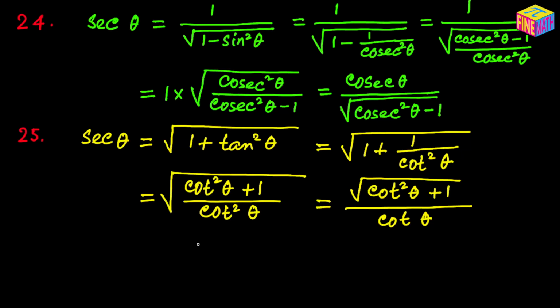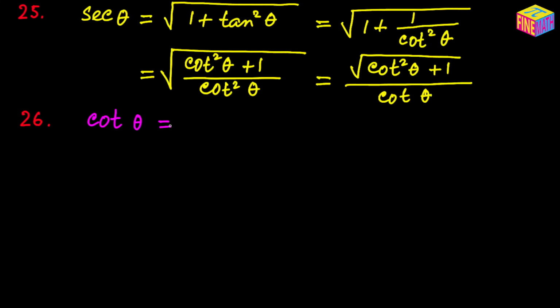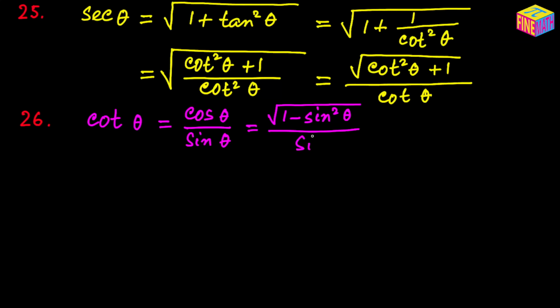So that covers all the conversion for secant of theta, and now we are left with the cotangent of theta. So now we are going to try and convert cotangent of theta in terms of the other trigonometric ratios. First we are going to convert cotangent of theta in terms of sine of theta. So what is cotangent of theta? Well, this is cosine over sine. And then what is cosine? Well, cosine we already know, it is square root of 1 minus sine square theta, divided by sine of theta. So this is the value of cotangent of theta in terms of sine theta.